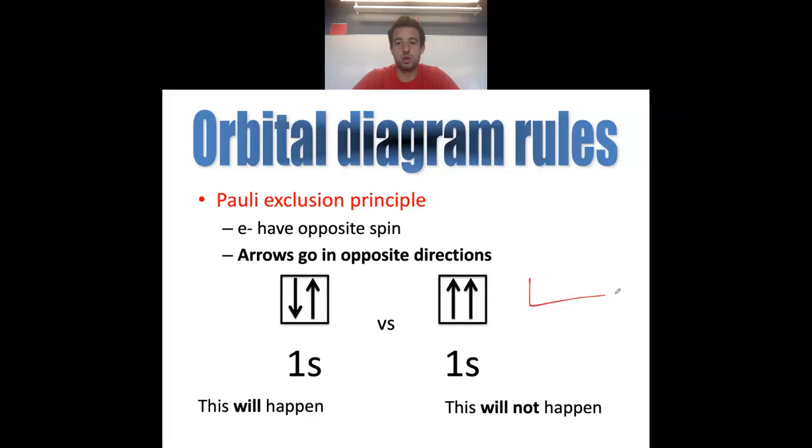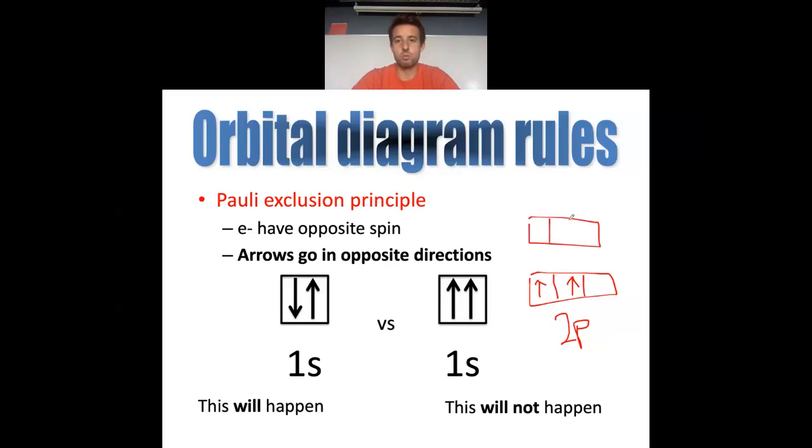But what you could have, let's say, I'm going to draw a 2p box really quickly. So here's 2p. You could have 1 up arrow in one box and then one up arrow in a second box over here. That's something that can happen because notice these arrows are both pointing up, but they're not both in the same box. So this over here, let me just redraw it a little bit. I've got two up arrows now in the same box. That would not happen. That would be an incorrect orbital diagram for 2p up here.